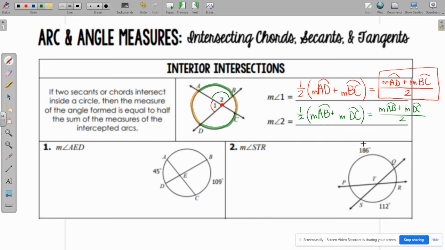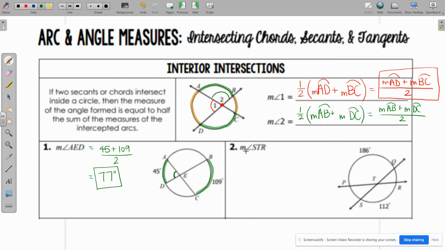In number 1, we want to calculate the measure of angle AED. So angle AED is this angle here. So the measure is going to be equivalent to half of the sum of the intercepted arcs. So we have arc AD and arc BC, whose measures are 45 degrees and 109 degrees. So the measure of angle AED is equal to half of that sum. So 45 plus 109 divided by 2, and in that case, you would get 77 degrees.